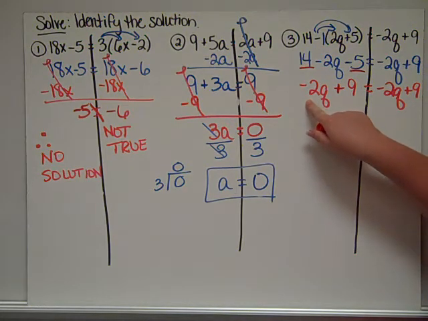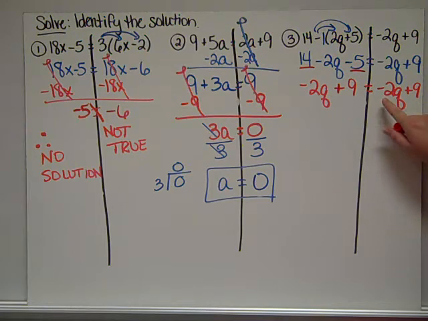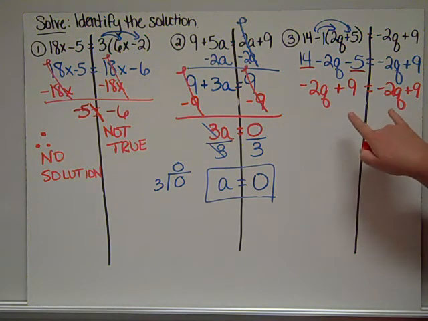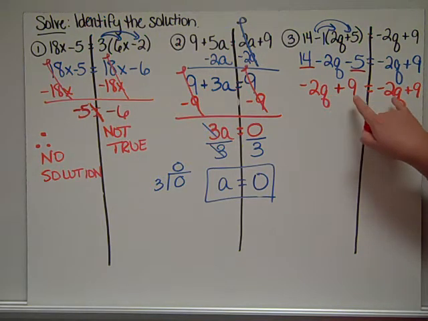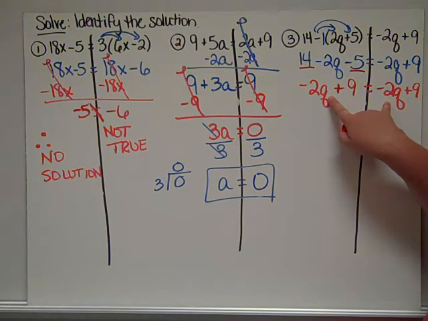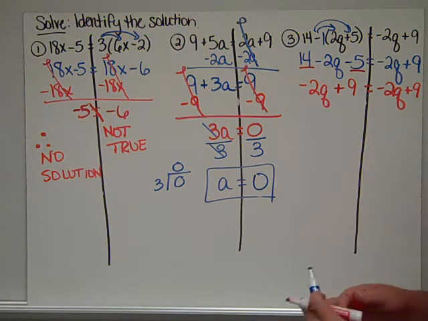I notice that I have negative 2q plus 9 on the left side. On the right side, I have negative 2q plus 9. I have the same thing on each side. This is an identity. This means that I have infinitely many solutions. No matter what I do to q, it's going to be multiplied by negative 2 and then adding 9 to it every time. Well, let's go ahead and finish it out and see what that looks like.